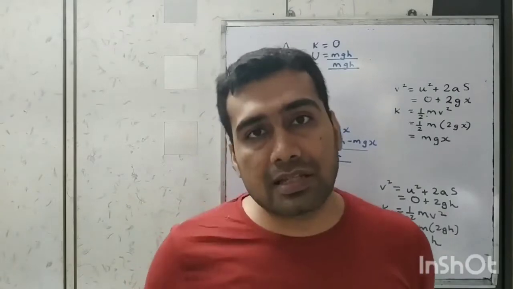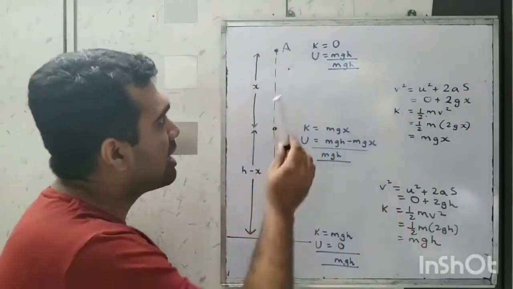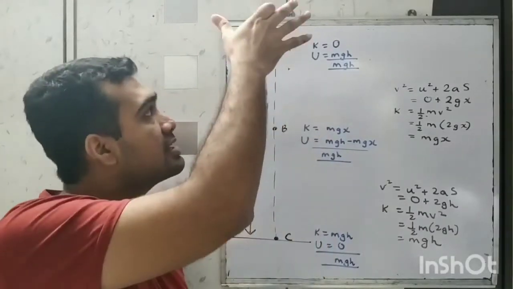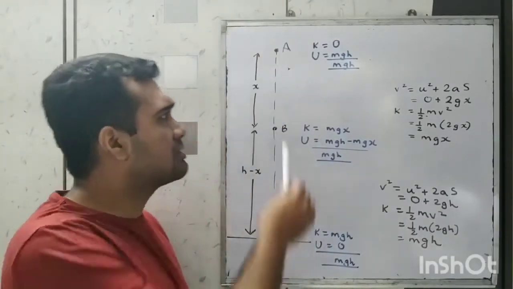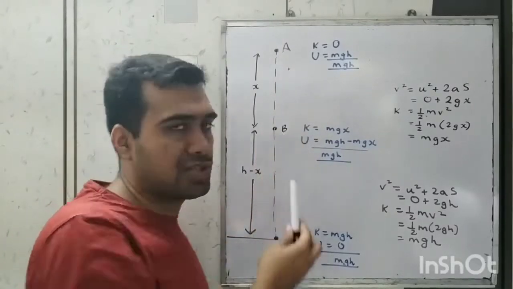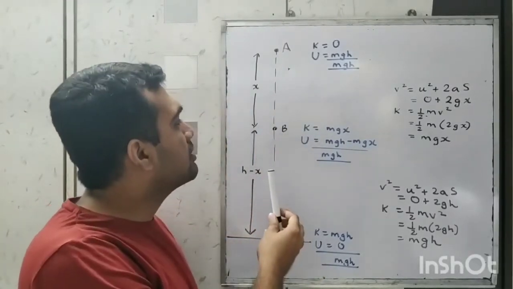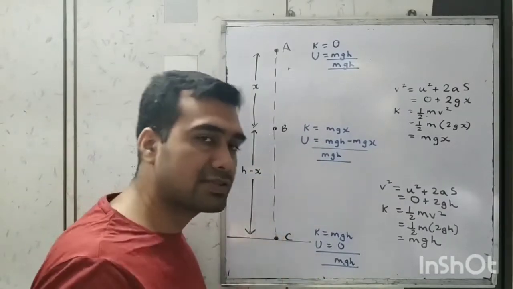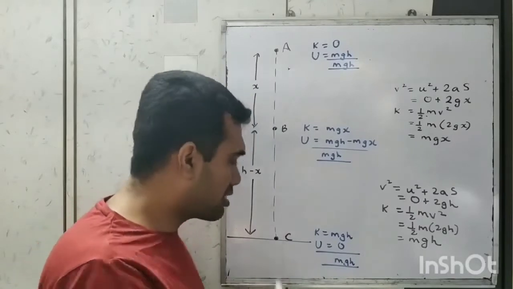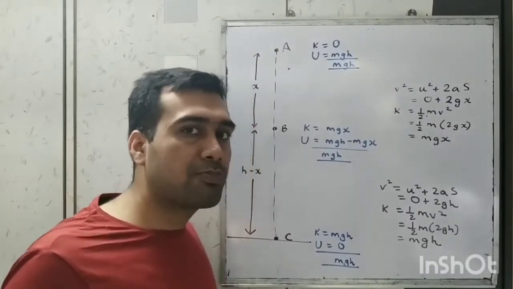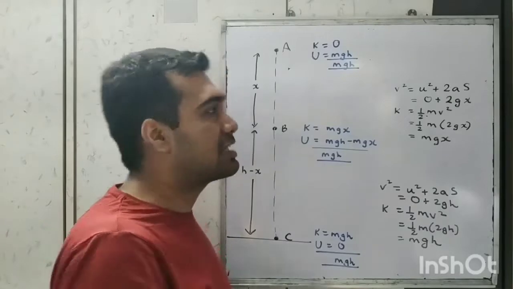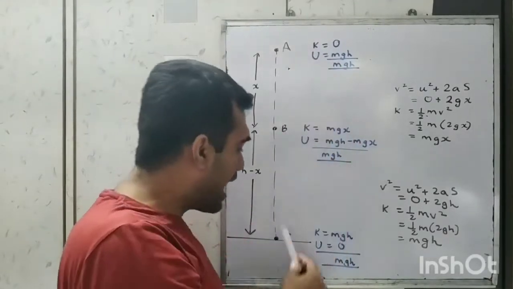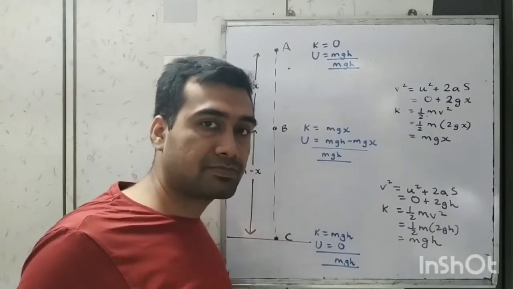But mathematically, let's prove this by considering an object at height h and at point A. When we release it, due to acceleration due to gravity, its velocity keeps on increasing. At B, which is not the midpoint of the journey, it has covered a distance of x. So now its height is simply h minus x. And in the end, it touches the ground at point C. Now we have to prove that the total mechanical energy, that is potential energy plus kinetic energy, at points A, B and C is the same.